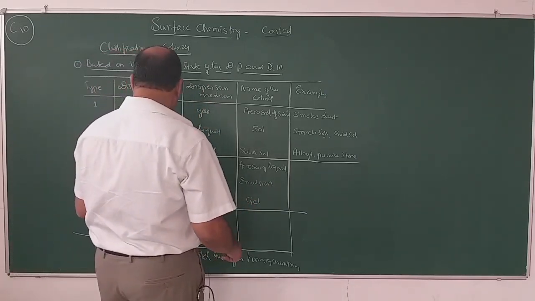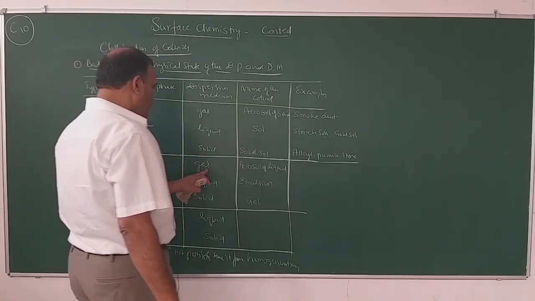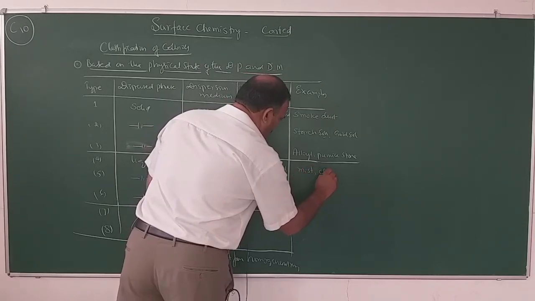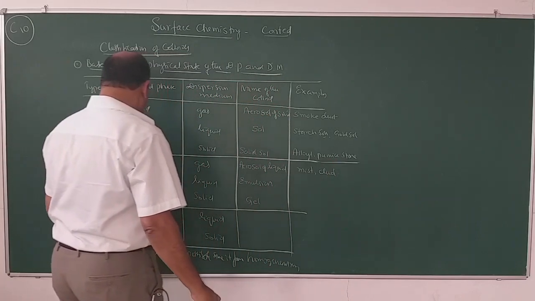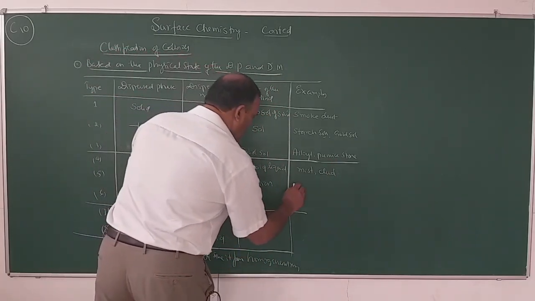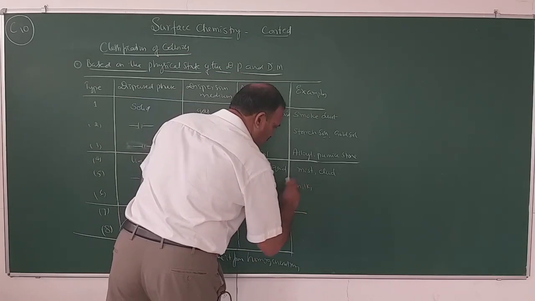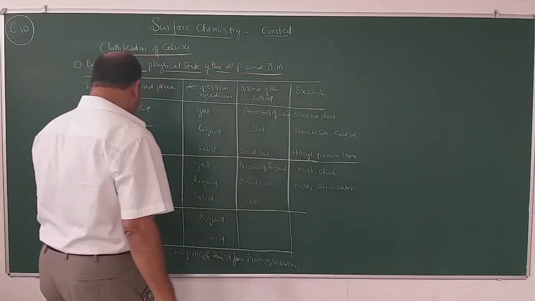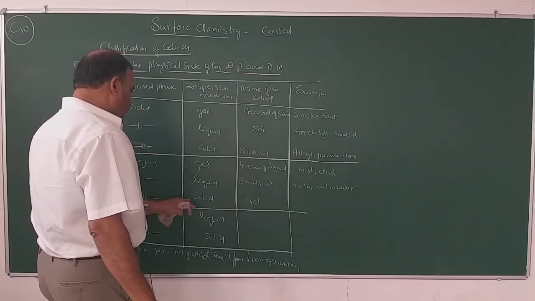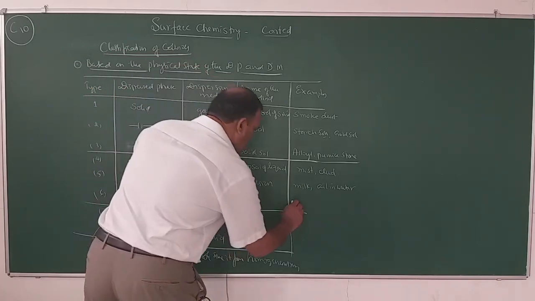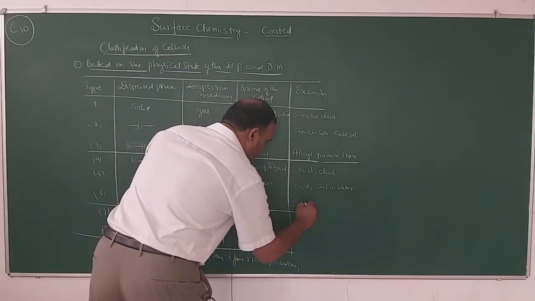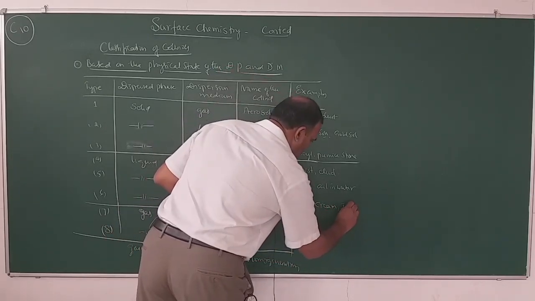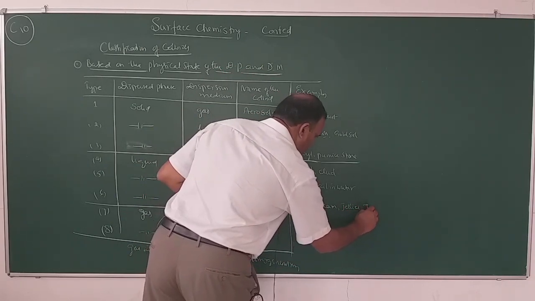Next, example for distribution of liquid in gas is aerosol. Example, mist, cloud, etc. Liquid in liquid is called emulsion. Examples for emulsion is milk, oil in water, etc. And then distribution of liquid in solid, it is called gel. Example for gel is butter, cream, jellies, that means fruit jellies, jams, etc.